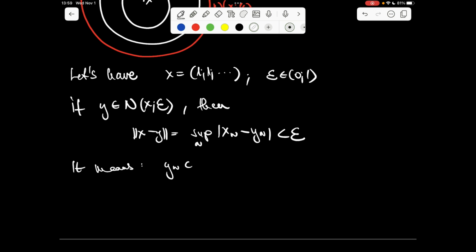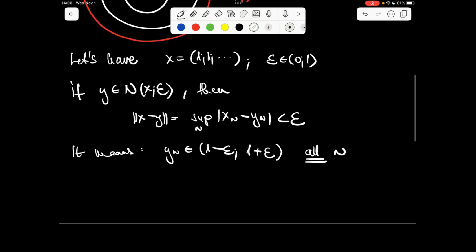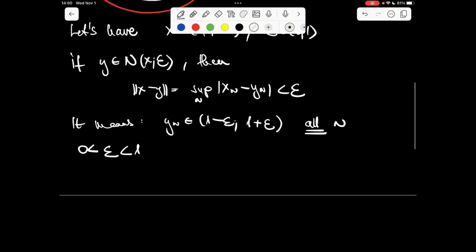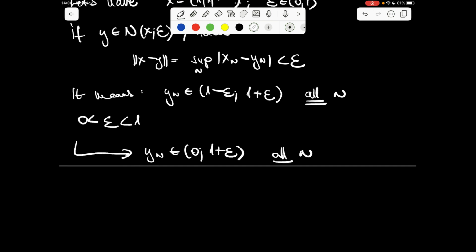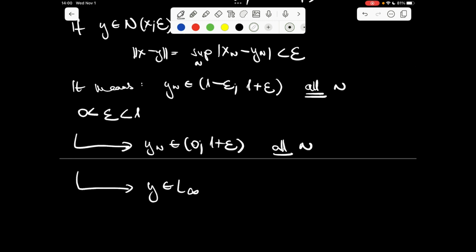So it means that for all n, the elements of the sequence lie in this interval. And given the fact that epsilon cannot be higher than 1, it also means that all the elements of the sequence lie in this interval, for all n. So y is in the positive orthant of the space L infinity. So X is an interior point.